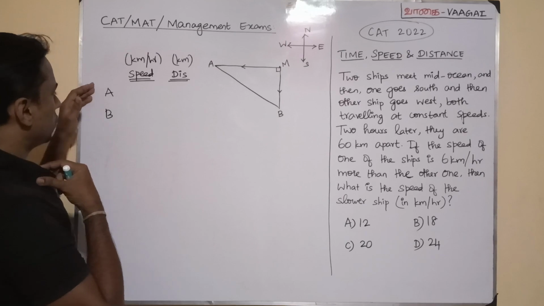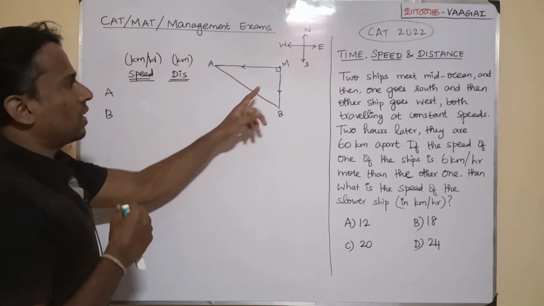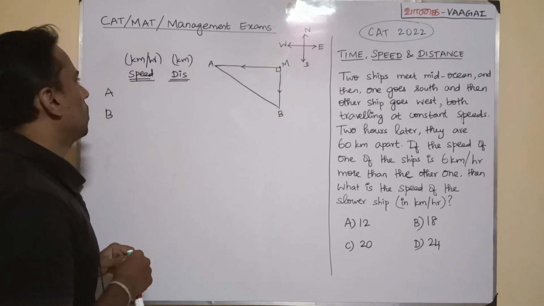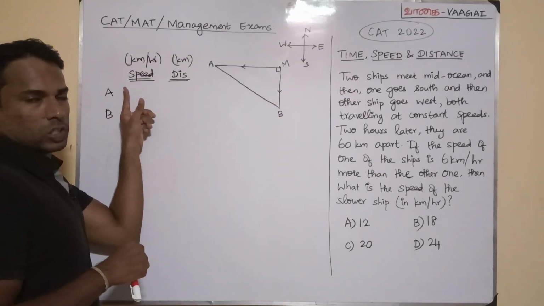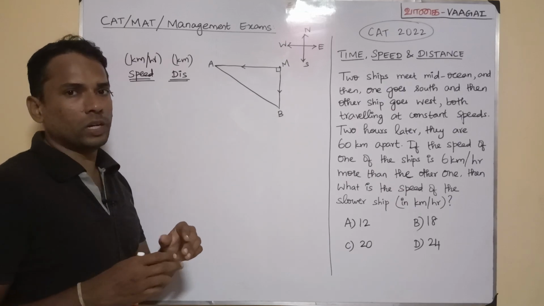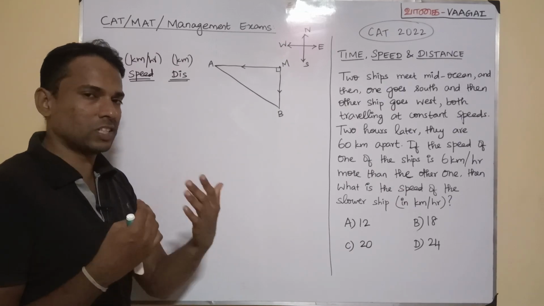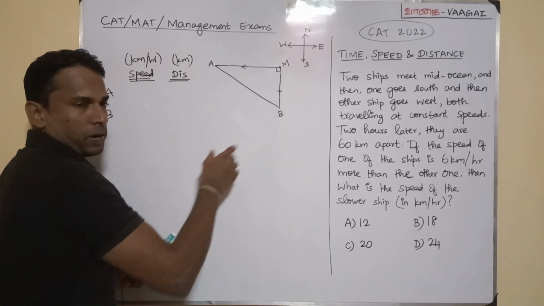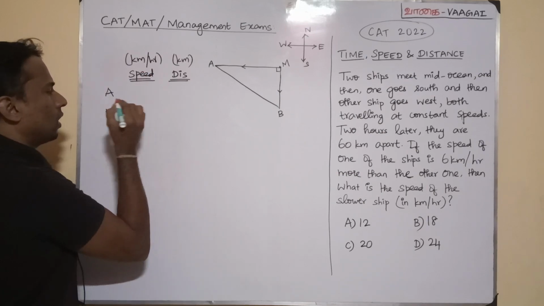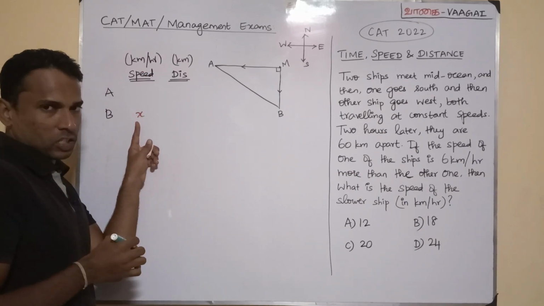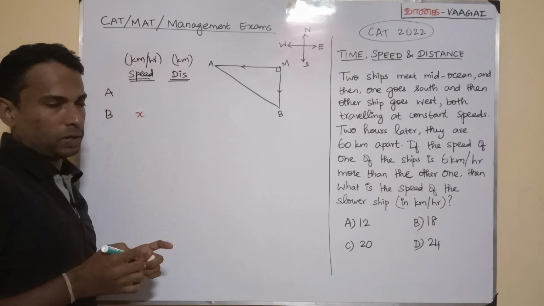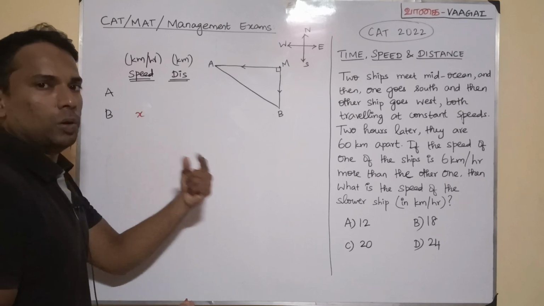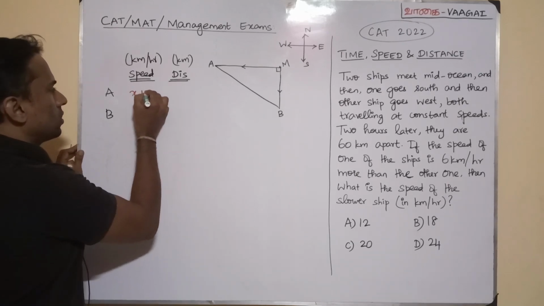I have taken the two ships to be A and B, where A is the faster ship and B is the slower ship. What about the speeds? One ship's speed is 6 kilometers more than the other. That means I will take the speed of the slower ship B to be some x kilometers per hour. Then the speed of the faster ship will be 6 kilometers more, which means x plus 6.